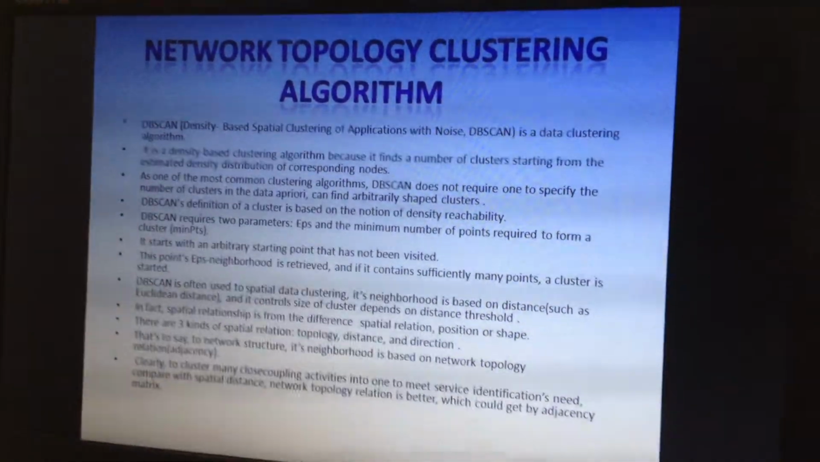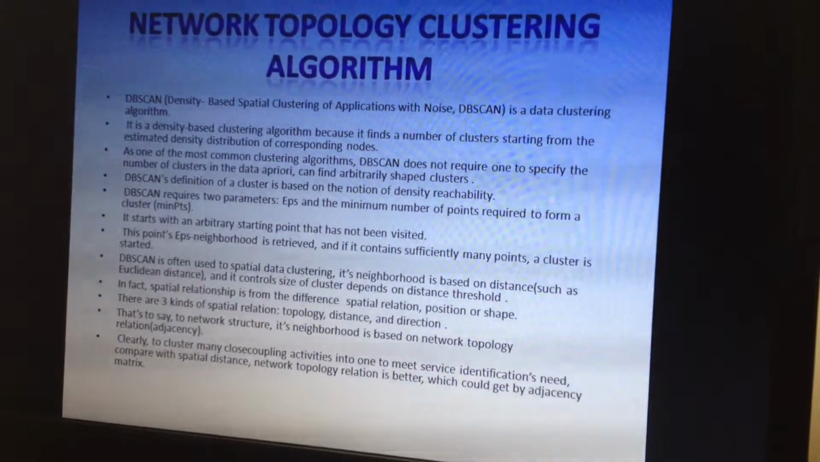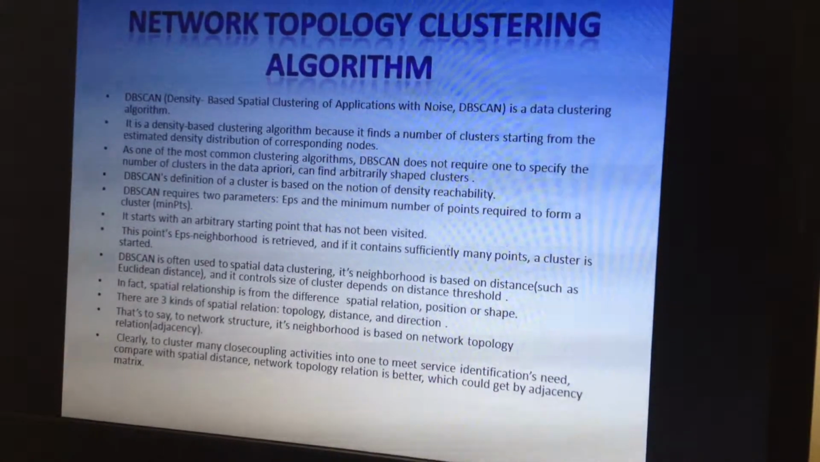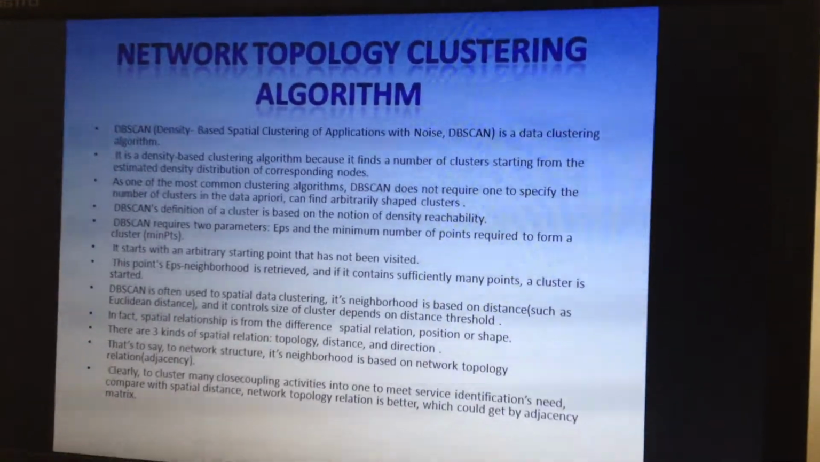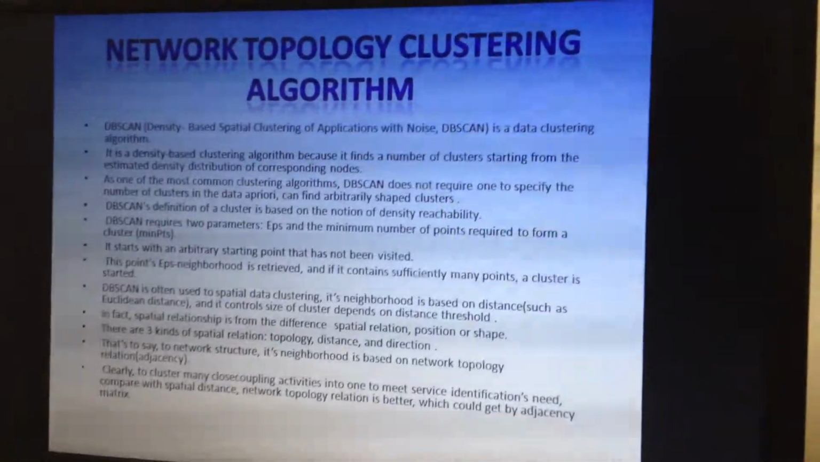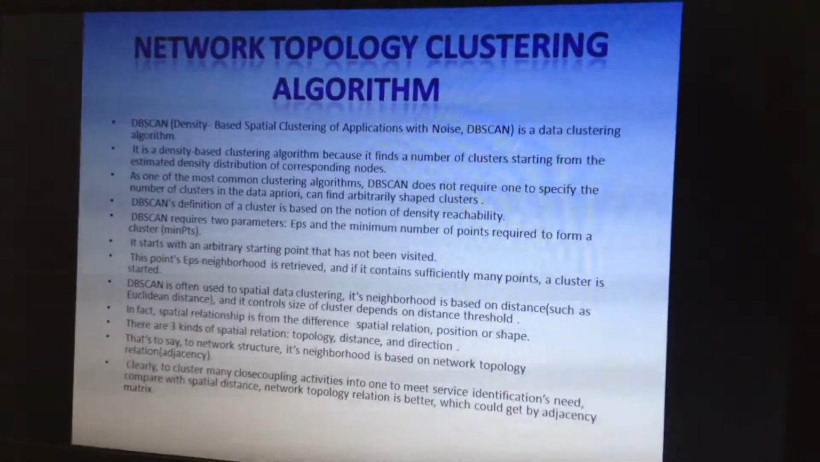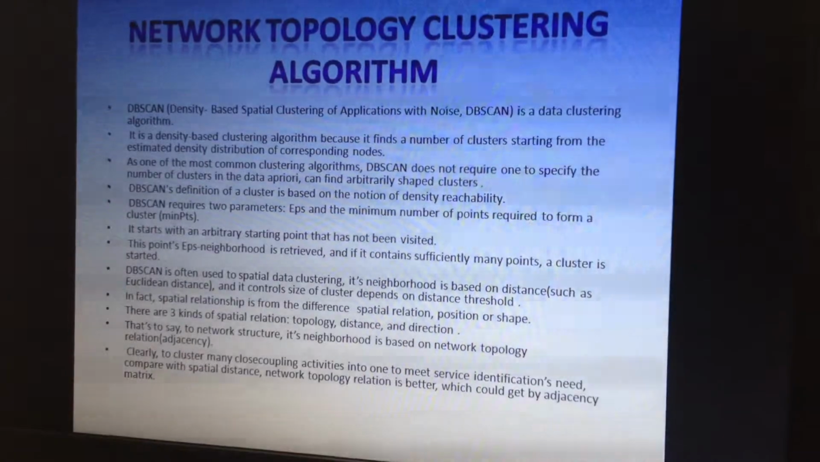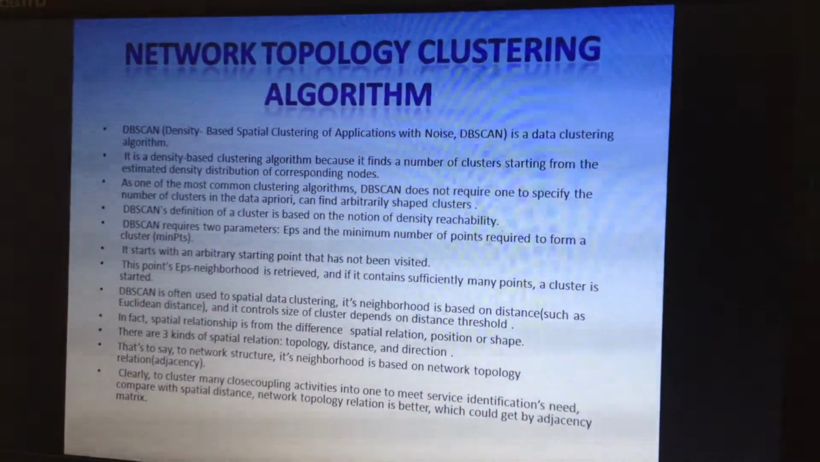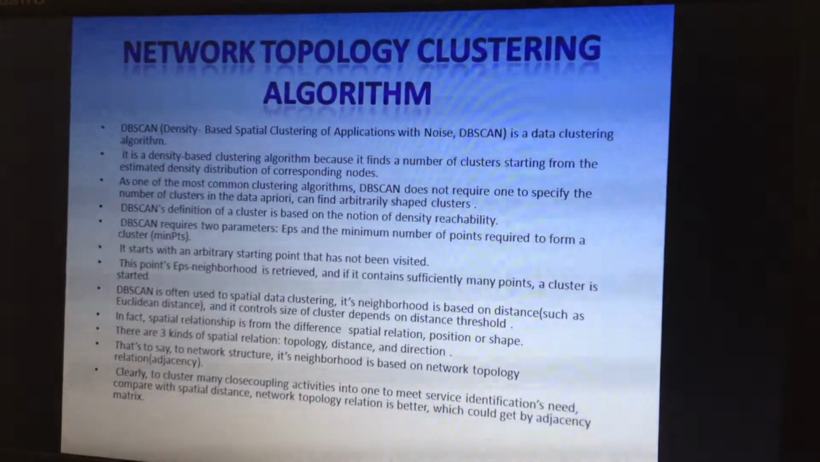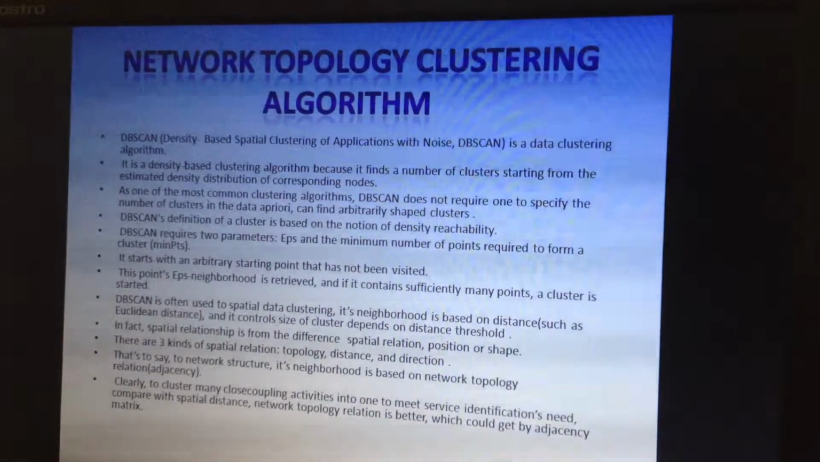DBScan is often used for spatial data clustering. Its neighborhood is based on distance, such as Euclidean distance, and its control of cluster size depends on a distance threshold. In fact, spatial relationship comes from the different spatial relations, position or shape. There are three kinds of spatial relation: topology, distance, and direction. That's to say, the network structure. Its neighborhood is based on network topology relation. Clearly, to cluster many closely coupled activities into one to meet service identification needs, compared with spatial distance, network topology relation is better, which could be obtained by the adjacency matrix.